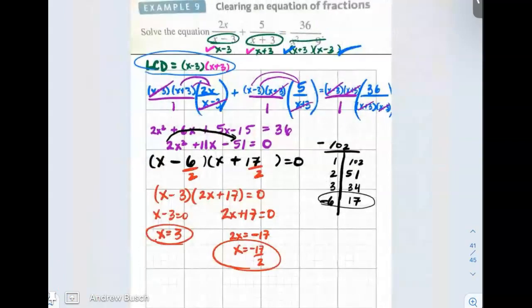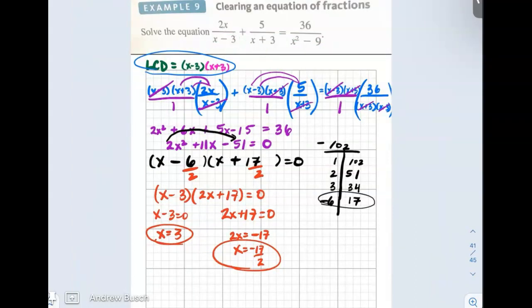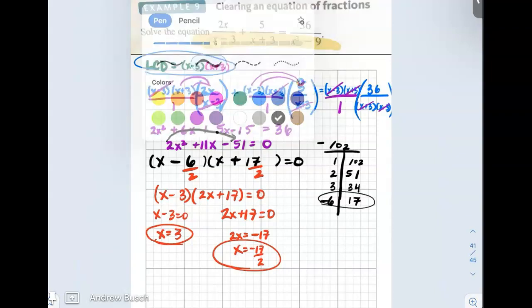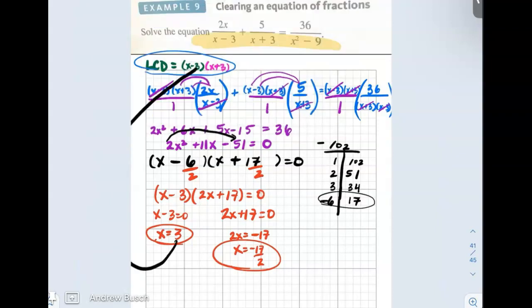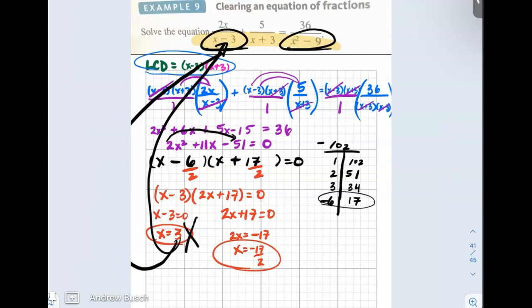Then at the end, you want to go back and check your work, and you need to notice every time x is in the denominator, you have to check really carefully. Whatever factors you get cannot give you 0 in the denominator, and 3 will give you 0 in this denominator and in this denominator, which means that this is an extraneous solution. It does not work. So negative 17 halves is the only solution.